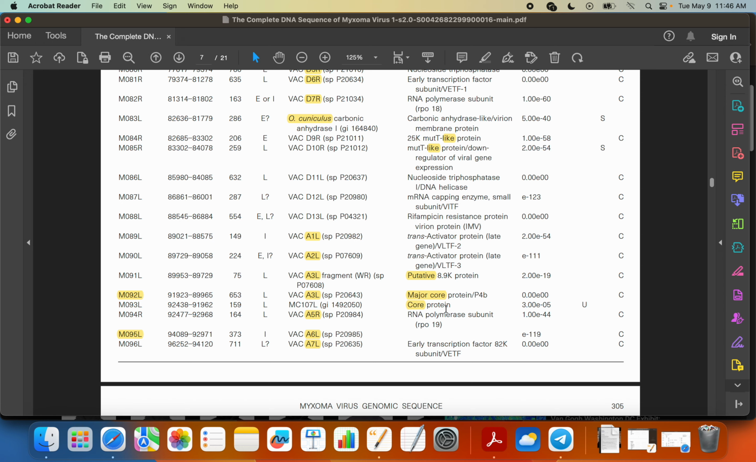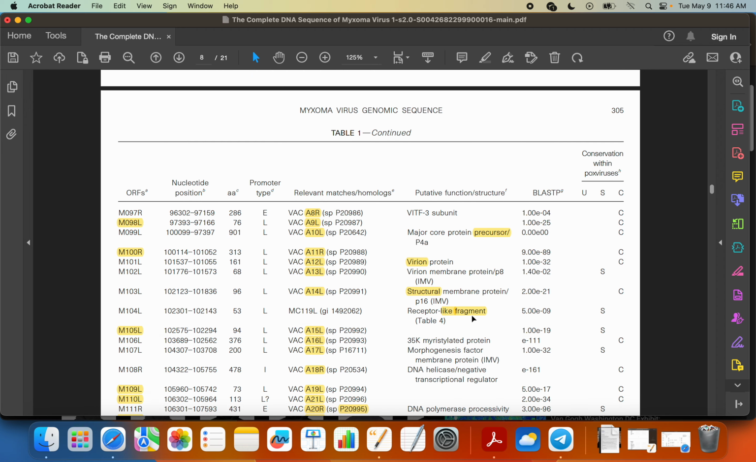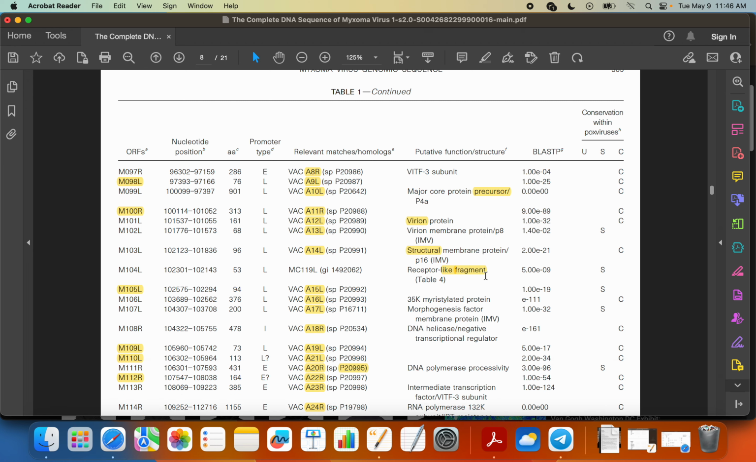It's a major core protein. This is a core protein. It's a precursor to something. Oh, really? Wow, things are precursors or postcursors. It's a virion protein. What does that mean? I mean, isn't this whole thing a virion? It's a structural protein again. A receptor-like protein. Yeah, I mean, it's either a receptor or it's inside the virus. I assume it's going to be like a sphere.